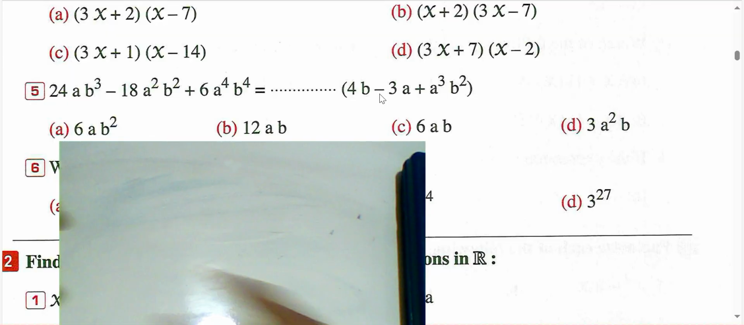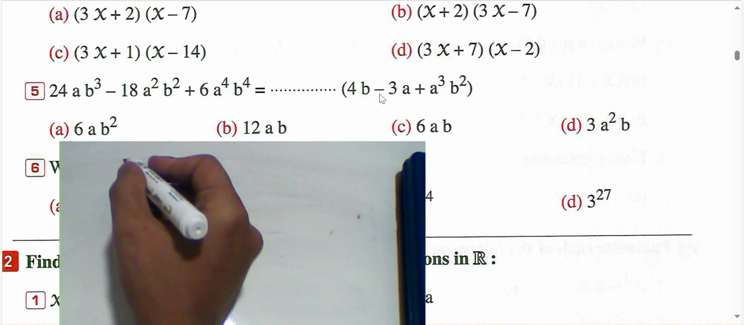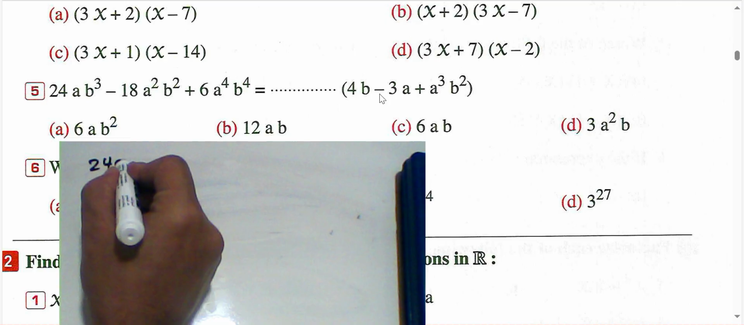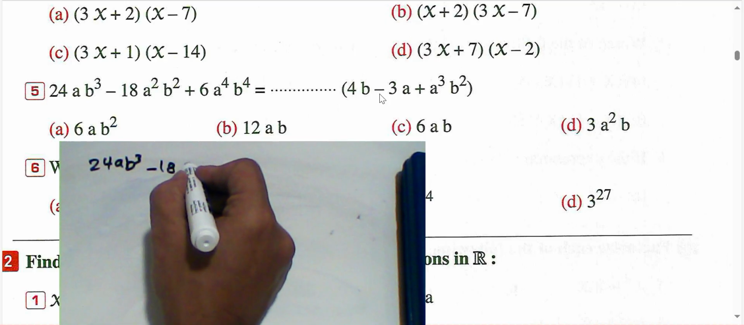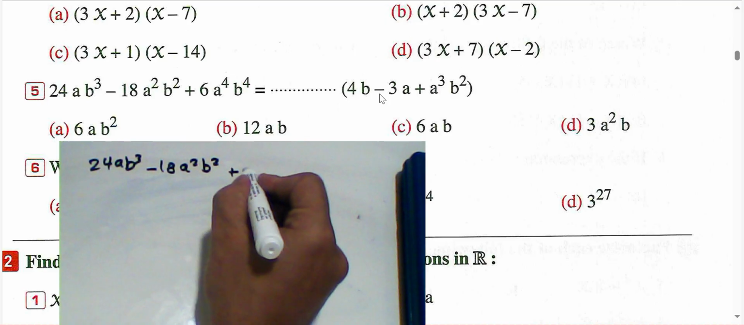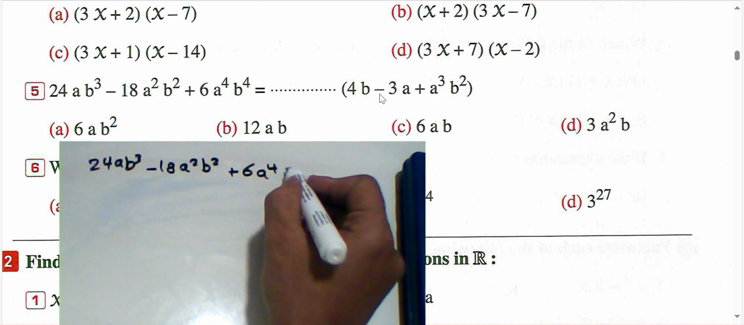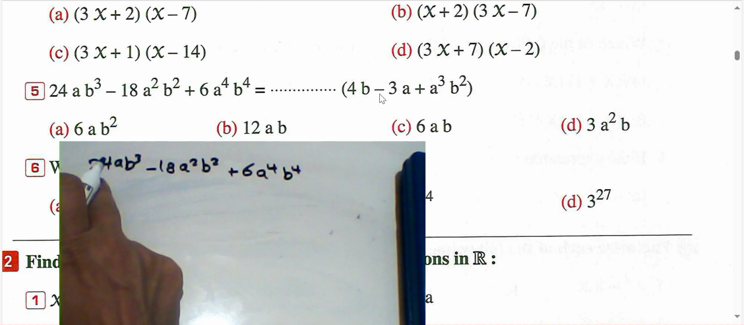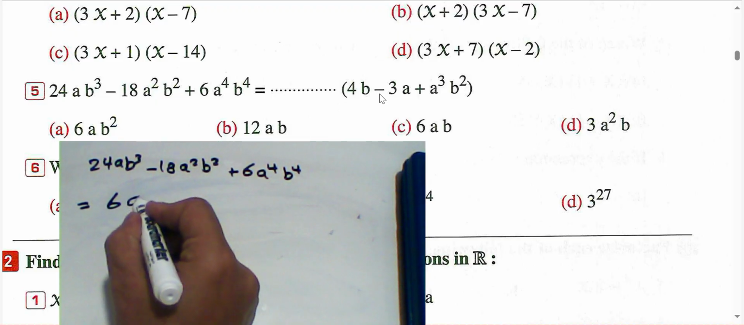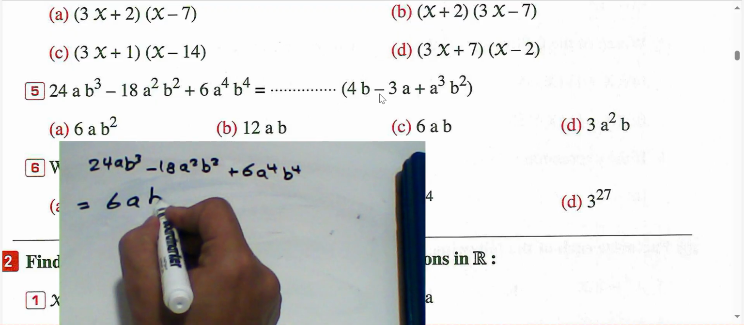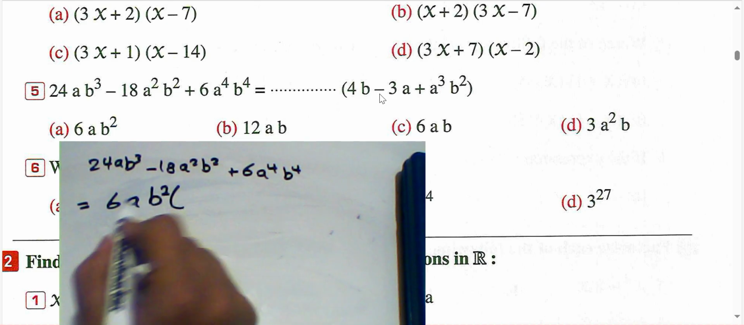Choose letter C? Okay, look with me. I will write the steps here to understand. We have 24a^3b^3 minus 18a^2b^2 plus 6a^4b^4. First step, 24, 18 and 6 can be divided by 6. a and a^2, a is the common factor, and also b^2 was repeating.